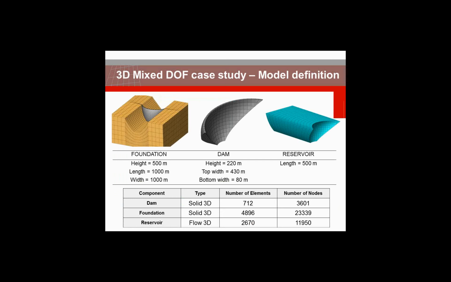All of them are built with the solid 3D type of finite element, with the exception of the fluid, which has a special finite element that is the flow 3D. Okay, the height of the dam is 220 meters, and the width at the top is 430. That is a lot, and the length of the reservoir was decided to be 500 meters. The number of elements is shown in the table in the bottom of the slide, and the number of nodes also.